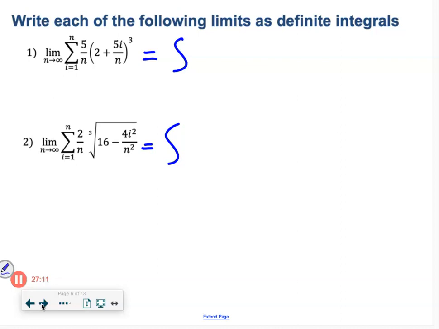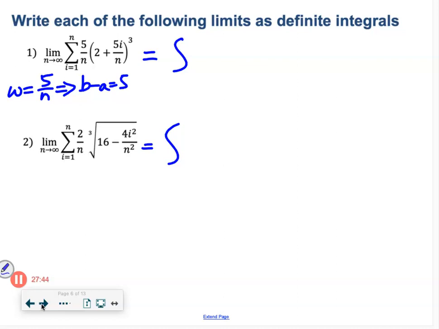So the first one, first of all, what's our width for the first one? 5 over n, right? Width is always in front. Width times f of left endpoint plus width times i, right? So that means, I'm going to just write that b minus a is 5. Because width is b minus a over n. So b minus a has to equal 5, which is the difference from a to b. It's like the distance. From a to b, there's a distance in between them of 5.